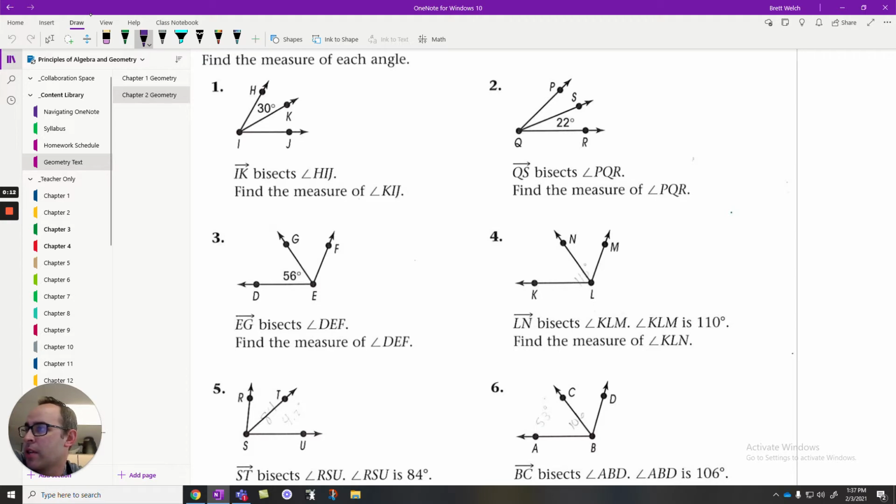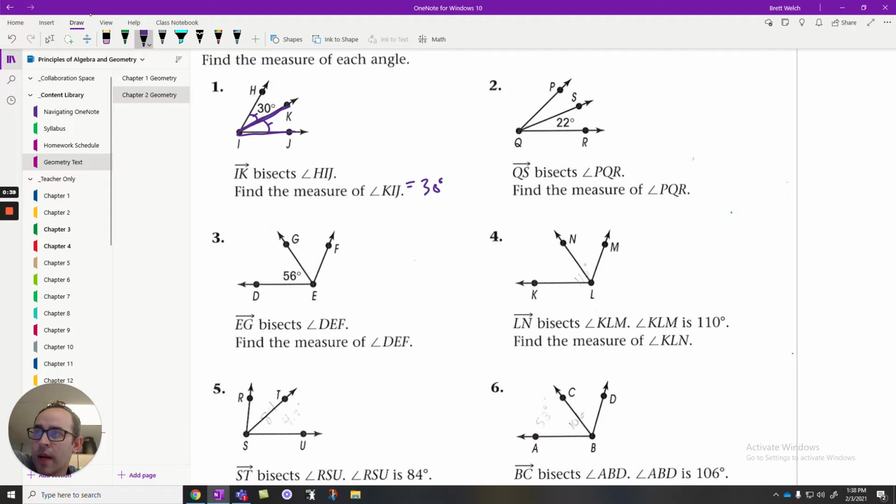So the first thing we're doing, we're told that IK, this guy in the middle, bisects, which means cuts in half, HIJ. That means that both of these should be the same size. Well, if I want to find KIJ, I know that that has to match the other half, so it must be 30 degrees. So we can use information like cut in half to help us figure out which one's which.